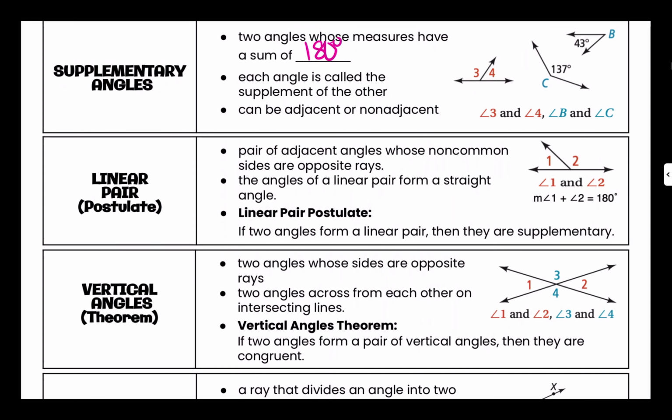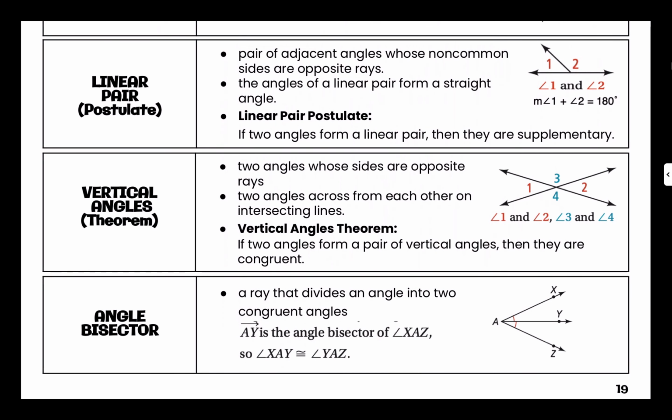Linear pair. So a linear pair is both adjacent and they form a straight angle, which means they equal 180. Okay? So if two angles form a linear pair, then they have to be supplementary. That's our linear pair postulate.